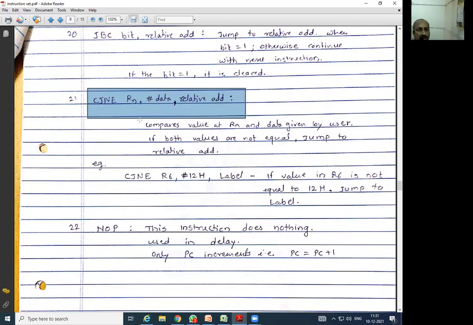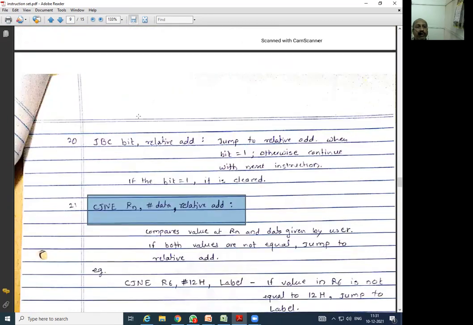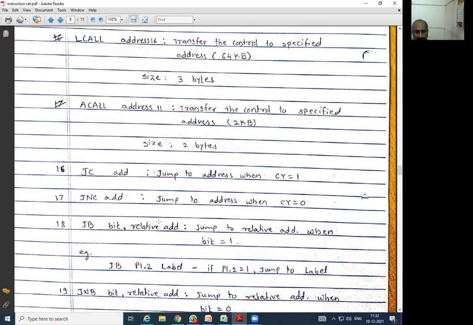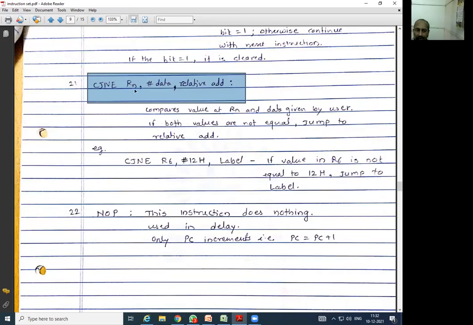So here also the same, RN comma hash data, but here @RN is there. म्हणजे RN मध्ये जो ऍड्रेस आहे त्या ऍड्रेस वर जो डेटा आहे that is going to be compared with hash data. पण इथं काय आहे तर डायरेक्टली RN आहे की त्या RN मध्ये जी व्हॅल्यू आहे that is directly going to be compared with this particular hash data. And if it is not equal, it will give the control to the relative address.